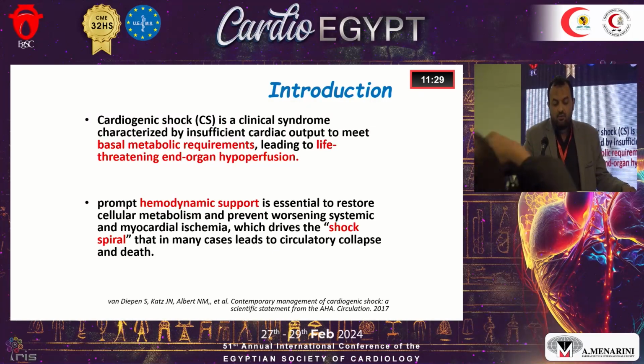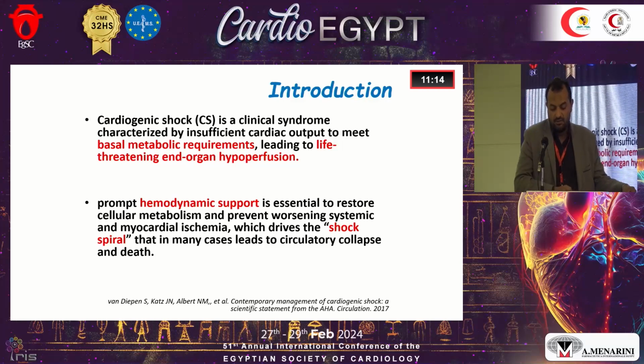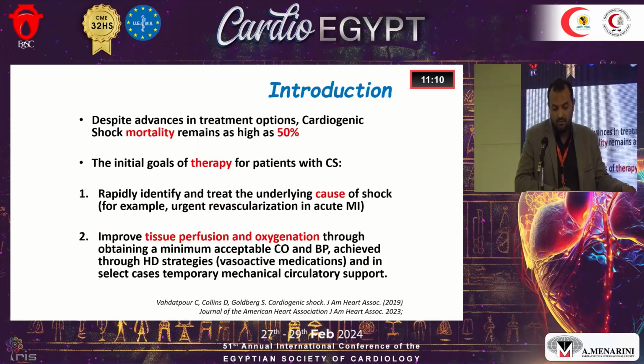Cardiogenic shock is a clinical syndrome characterized by insufficient cardiac output to meet basal metabolic requirements, leading to life-threatening end-organ hypoperfusion. This is the definition we lastly reached. Prompt hemodynamic support is essential to restore cellular metabolism and to prevent worsening systemic and myocardial ischemia, which drives the shock spiral, in many cases leading to circulatory collapse and death.